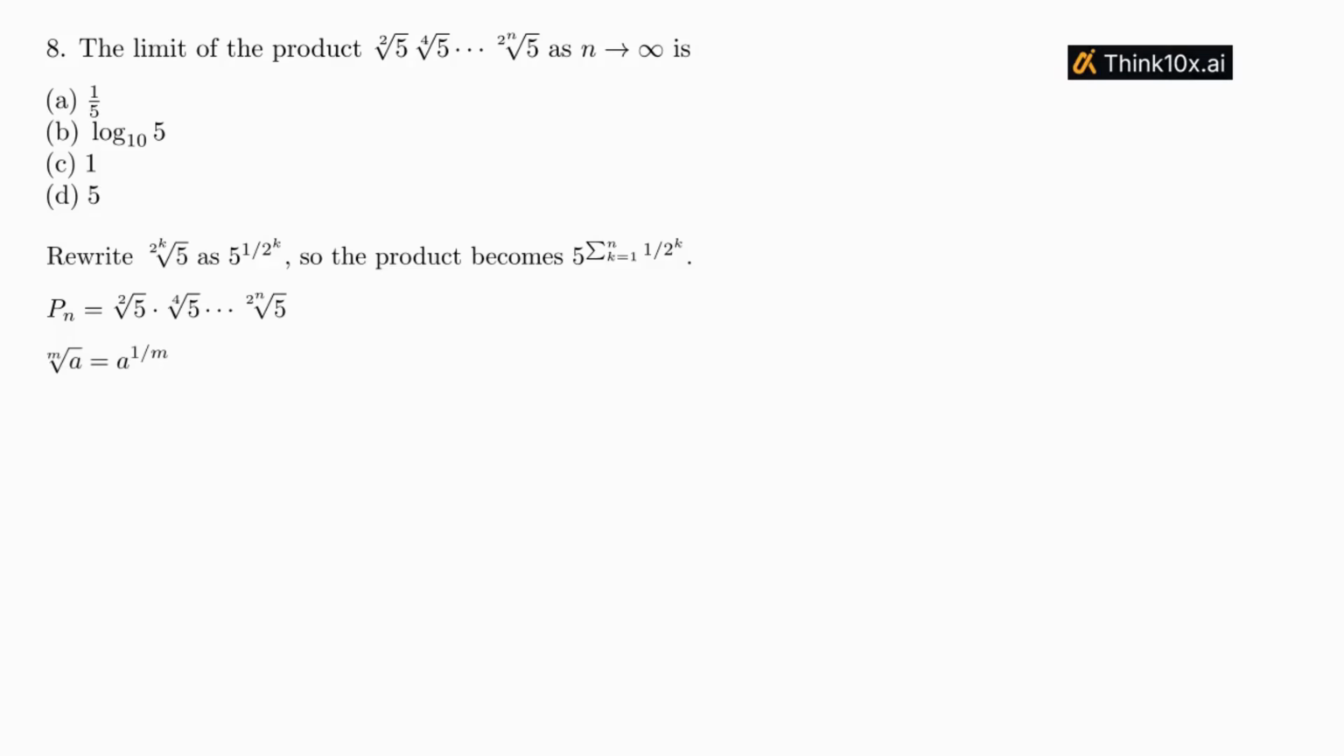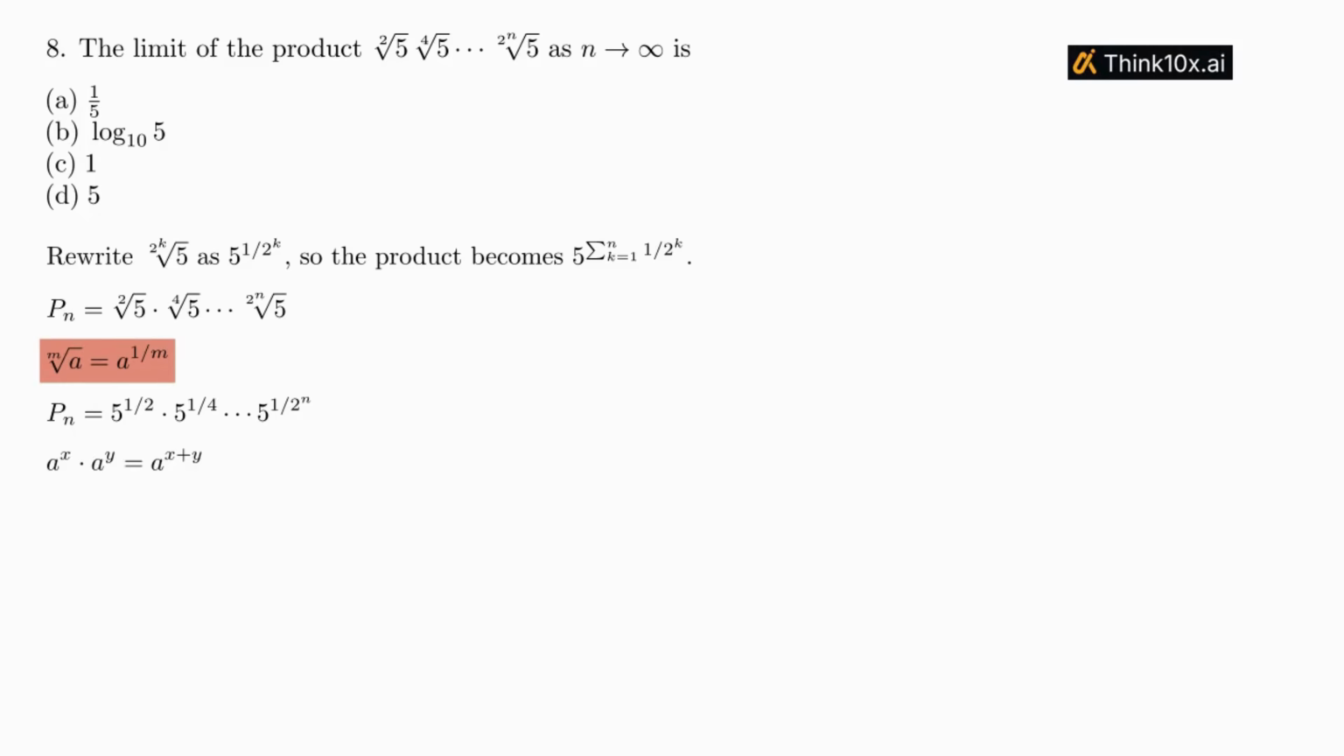Now we use the root to exponent rule. An mth root is the same as raising to the power 1 over m. This is the right move because powers with the same base combine nicely when multiplied. This rule converts roots into exponents, so we can combine the product using exponent laws. Applying that rule to each factor turns every root of 5 into a power of 5. So the product becomes 5 to the 1/2 times 5 to the 1/4, and so on, up to 5 to the 1 over 2 to the n.